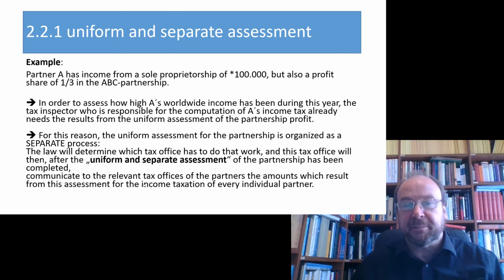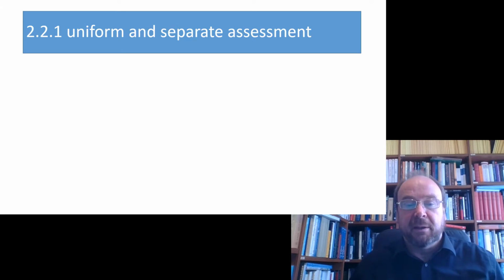So the uniform and separate assessment must be done, and the result must be communicated to the tax officers of each individual partner who is involved in the partnership. So naturally, the separate assessment will be done in a way that the tax officer responsible for that communicates the results to each tax office and to each individual partner who is subject to or involved in the partnership. Okay.